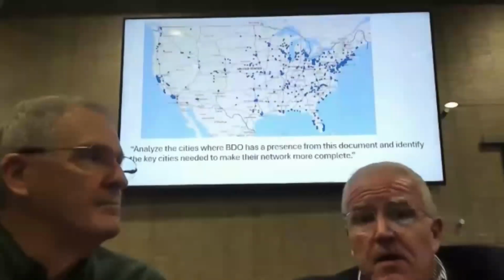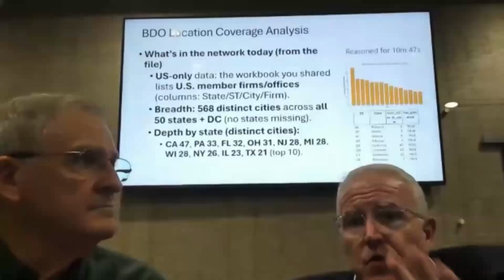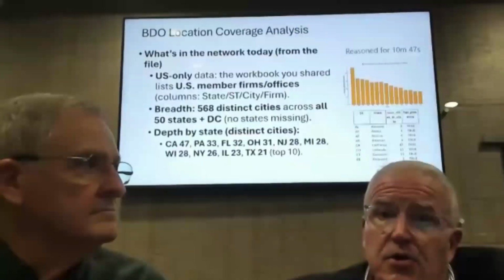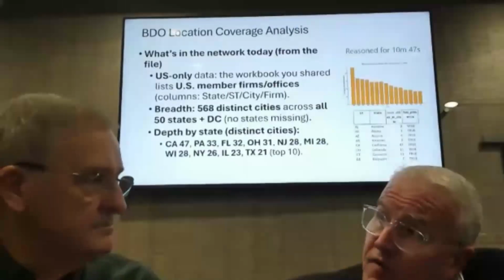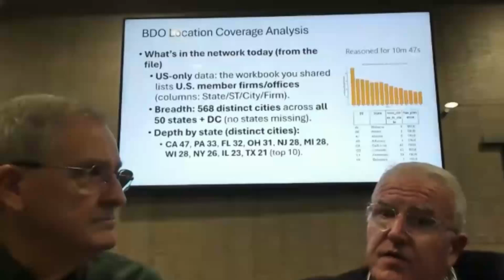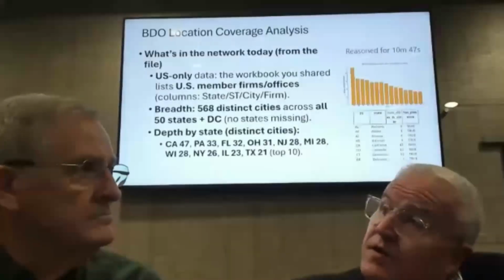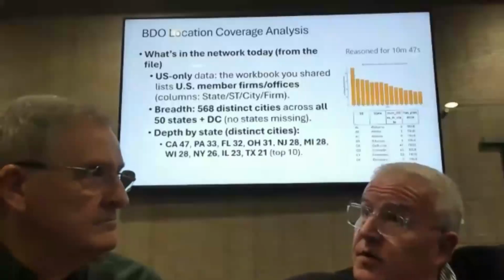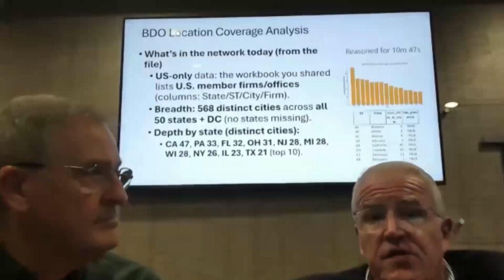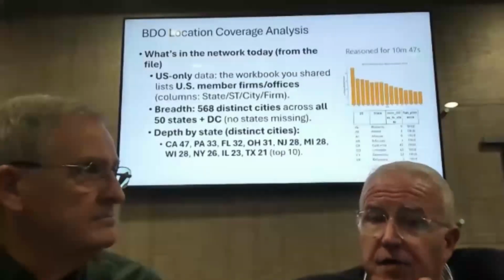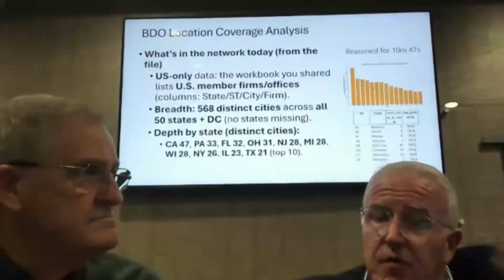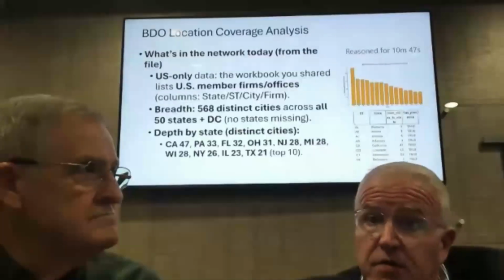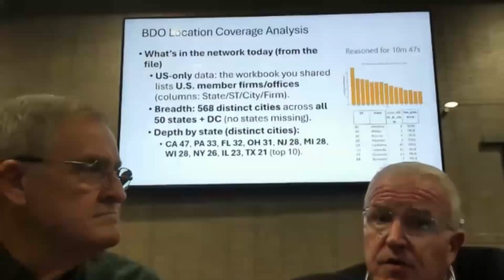Okay. Yep. So what I did was I had it look at it. It went through and analyzed the file. And it included 568 distinct offices. Not 568 cities. That's a mistype there, but it is 568 offices, because again, like in New York, San Francisco, LA, multiple firms are there. But it did a histogram to tell me how many we had by state. So 47 in California, 33 in PA, 32 in Florida, and so forth.